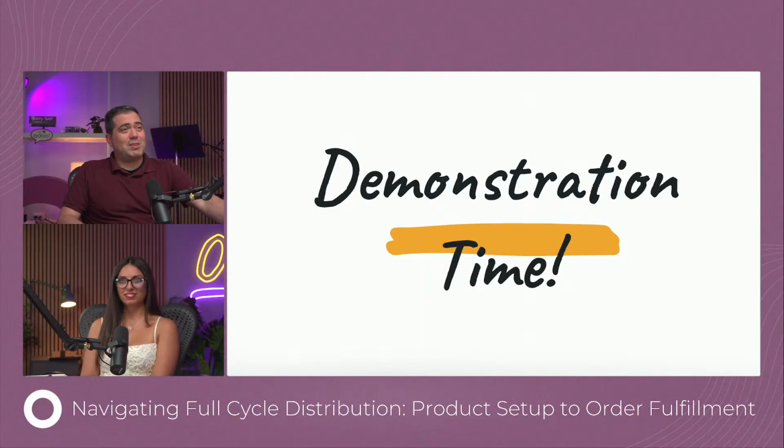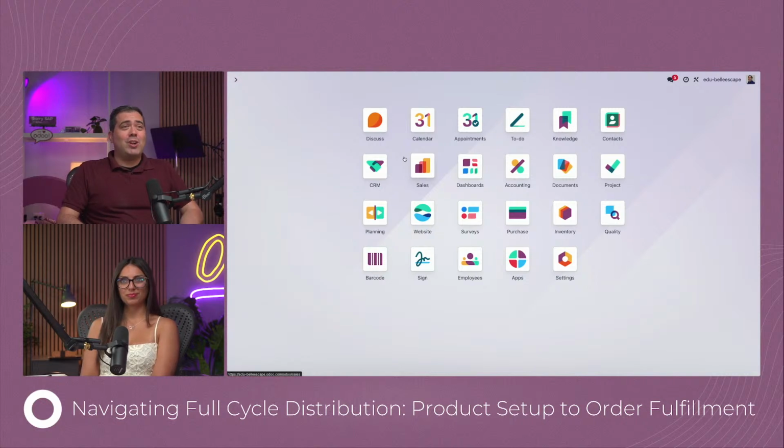All right, let's hop into the database. So this is the main page of Odoo. You can see here there's a number of apps that have already been installed for your business. And so we're going to start off, Tiffany, by going into the Inventory app and actually creating one of your products together. All right. So I'm going to go ahead and click on Inventory.